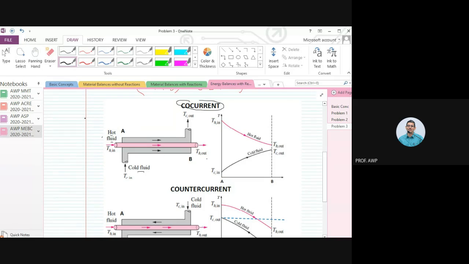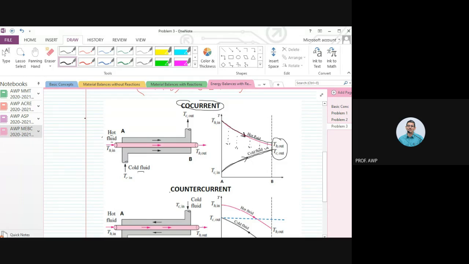And if you plot temperature with respect to A and B, the temperature of the cold fluid will increase, temperature of the hot fluid will decrease, right? But you see, temperature of the hot fluid has to be always greater than cold fluid, only then it will act like a heating medium. So heat is getting transferred from this hot fluid to cold fluid. That is why the hot fluid temperature is falling, cold fluid temperature is increasing.